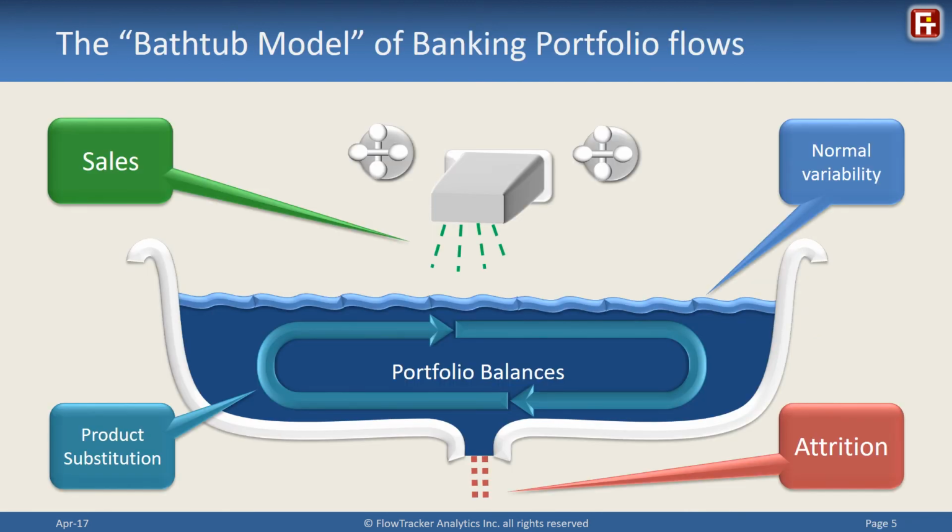Here's a simple way of looking at banking. Think of a bathtub full of water representing the deposit and loan balances in the portfolio. Sales, bringing new money into the bank, will increase the water level. Attrition, draining out the bottom of the tub, will lower the level of deposits and loans. But in addition to that, there are two other flows that are really important. One is the normal variability caused by customers using their banking products. And the other one is product substitution, which largely goes unmeasured in banking analysis.